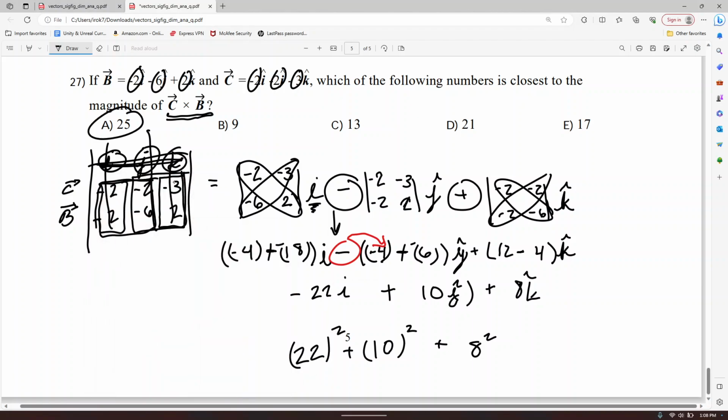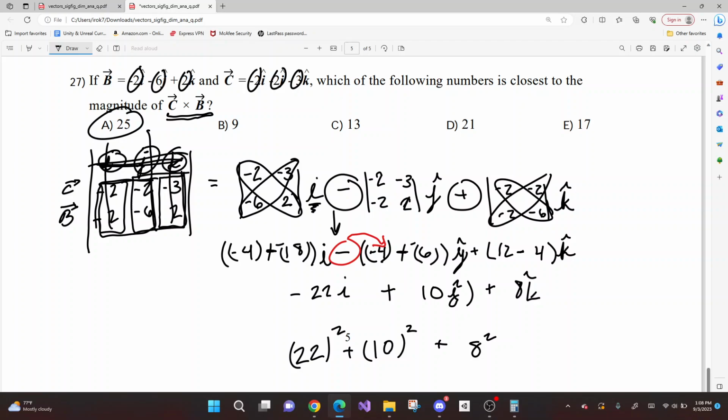And would you look at that? The answer's right there. I hope this helps, especially if you're new to vector calculus. And this is pretty much how we cross two vectors.